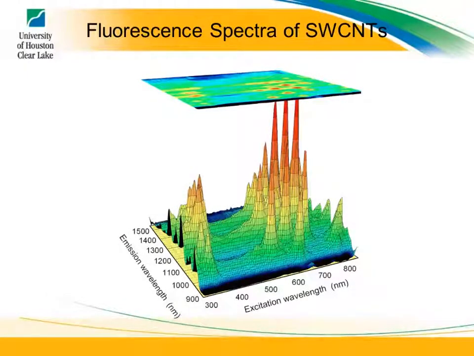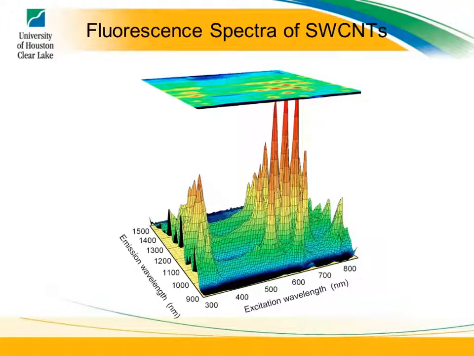So if you excite with a laser of a particular wavelength, it turns out that you will get emission at a separate wavelength, depending on what the E11 transition is for that particular type of tube. Each of those peaks are different types of nanotubes on there.